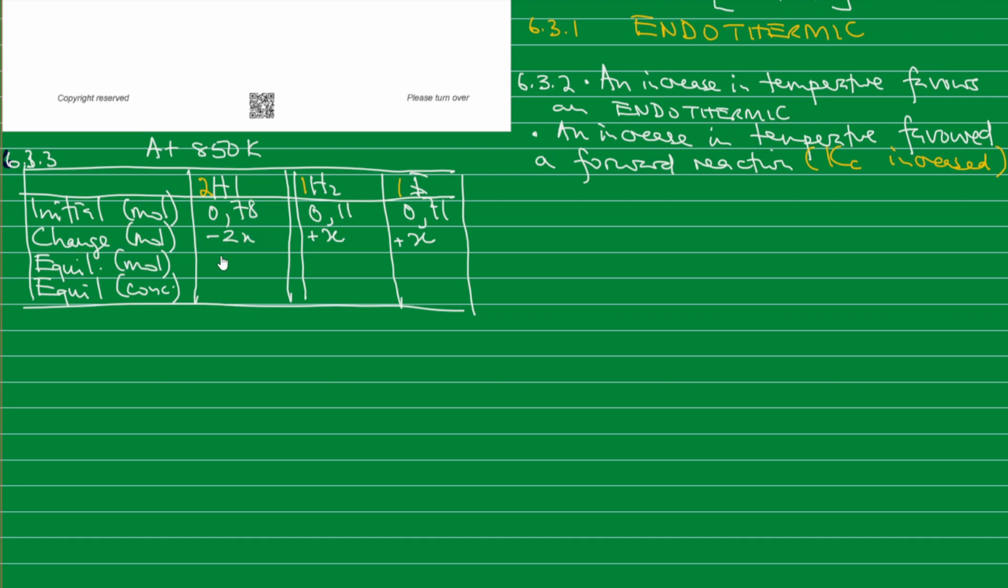So how many moles do we have at equilibrium? We have 0.78 minus 2x. We express that algebraically like that. And for hydrogen, we had 0.11, and our change means we added x moles. So we now have 0.11 plus x. Those are the number of moles. Here similarly 0.11 plus x, what we had initially plus what we formed.